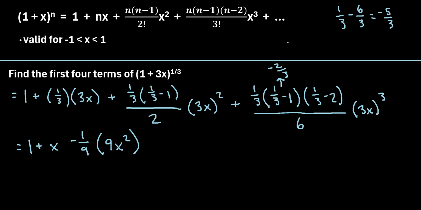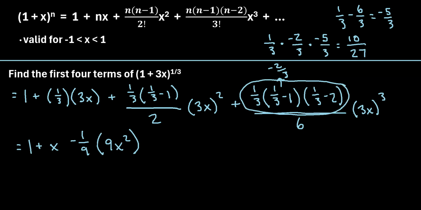So here's what we have in the numerator. We have 1/3 times -2/3 times -5/3. So let's see what we get. 1 times -2 is -2, times a -5 is a +10. In the denominators, we have 3 times 3 times 3, which is 27. So this entire numerator is 10 over 27, and we're dividing it by 6, which is the same as multiplying it by 1 over 6.